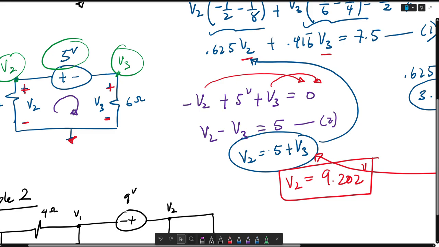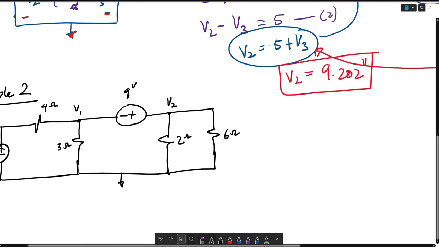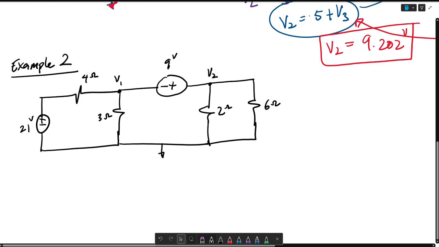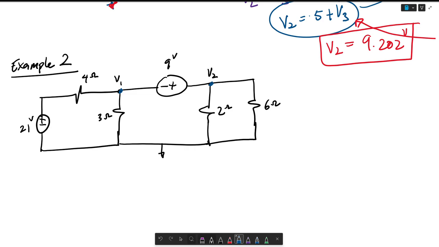So let's go to the second problem. The second problem as well is also pretty simple. We have to understand that this is a supernode, right? V1 and V2. And we could write our currents as such.